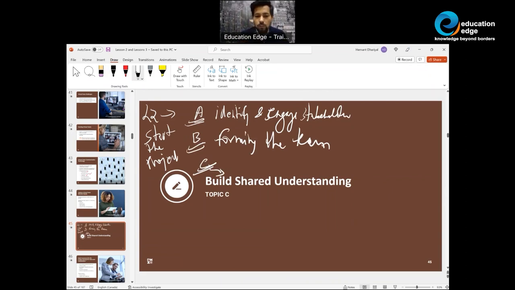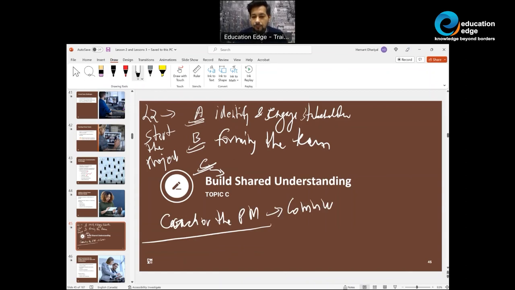Building shared understanding about the project. Who is responsible for it? The coach or the PM, depending on the nature of the project you're working on. They're responsible for building shared understanding. How do you build shared understanding? We build shared understanding by communicating the vision, project vision, and the need to the team.